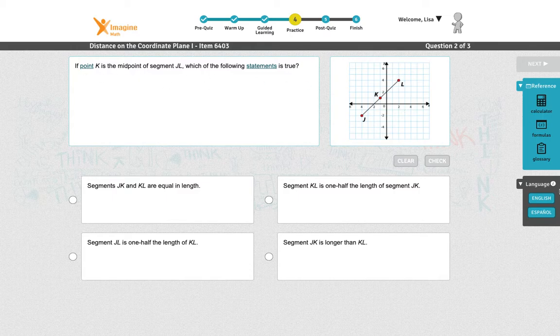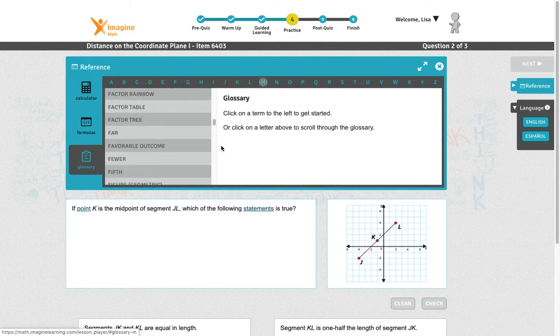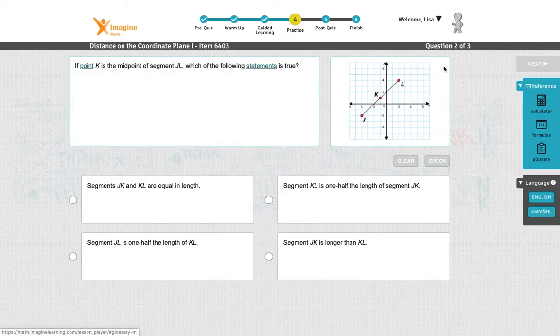Well, I think the thing that I would look for is, what does midpoint mean? So I'm going to go to M for mid and see if it's here. I don't seem to see it, but I can deduce from the other work that we've been doing that a midpoint is the middle. So is it going to be equal from J to K and K to L if K is in the middle? Yeah, I think so. But let's make sure, because it only gives us one chance for one right answer.